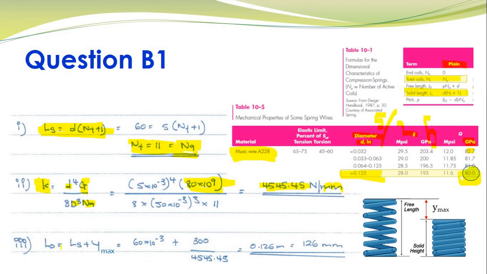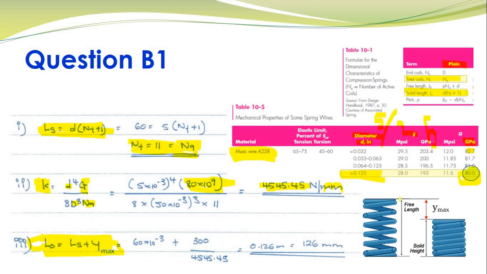Now the next part was, you have to find your free length. The first thing is, we need to understand the relationship between your free length and your solid length. Your free length is simply given by this relation, which we obtained in our lectures. Your free length L0 is simply your solid length plus your maximum deflection. This figure over here explains the relationship. The free length is the length of the spring when there is no force acting, and solid length is a scenario in which all the coils of the spring are in contact with each other.